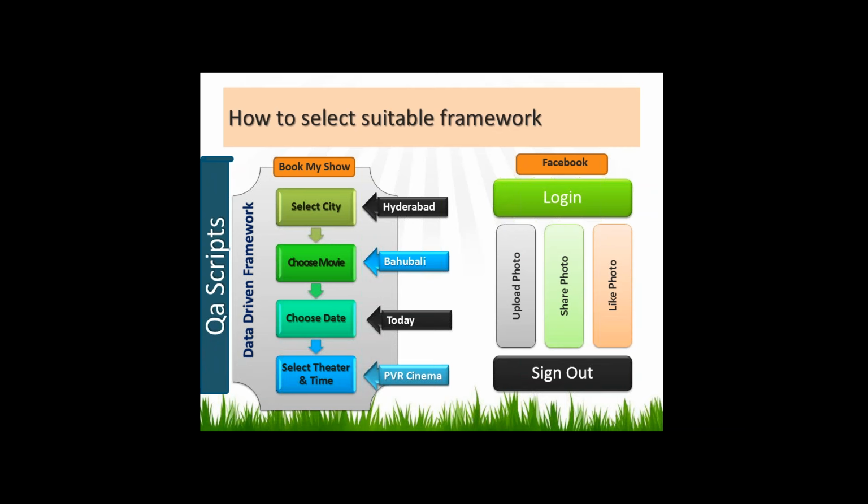Same for share photo. First you will verify the share button, then you'll click on the share button, and you'll verify whether the photo is shared or not, and log out. The third scenario, if you want to automate, you'll do the same thing: login, then verify the like button, then click on like. As soon as you click on like, this will become an unlike button, then we'll verify and sign out.